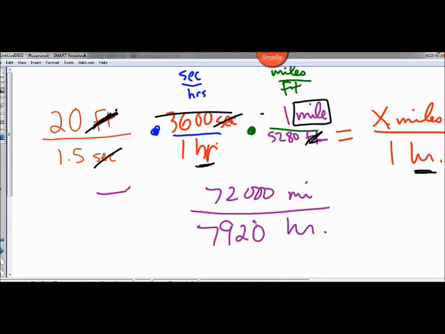Now to find a unit rate here, I'm going to do 72,000 divided by 7920. And this is going to give me 9.09 repeating miles per hour. And if I was super smart, can I determine what that is? That's 9 and, what is this, 9/99? So that's 9 and 1/11th, I think. So 9 and 1/11th mph. A little over 9.